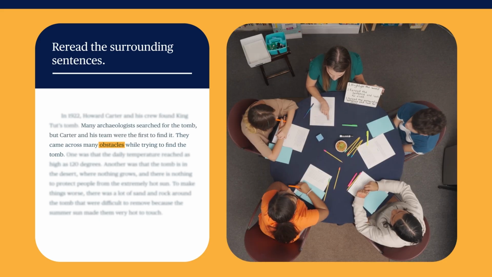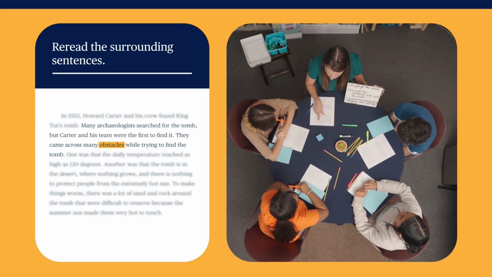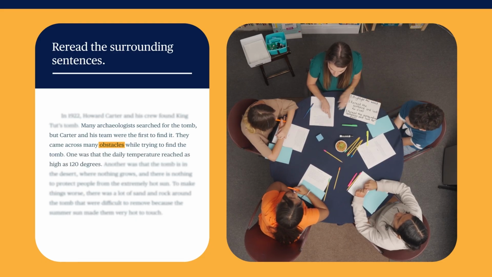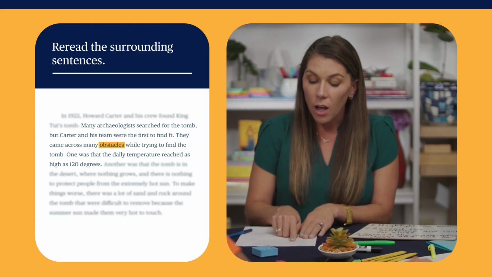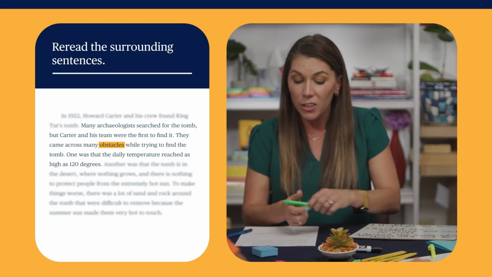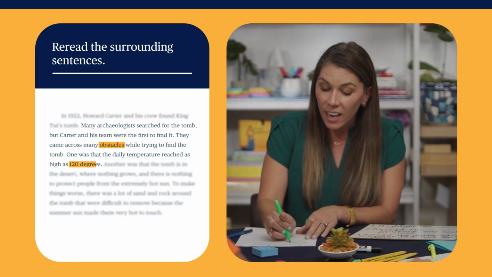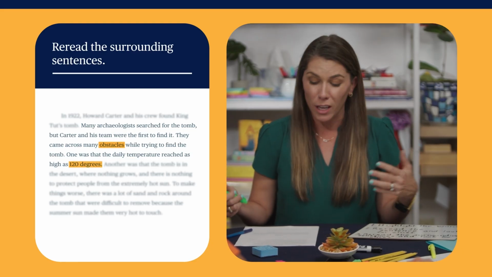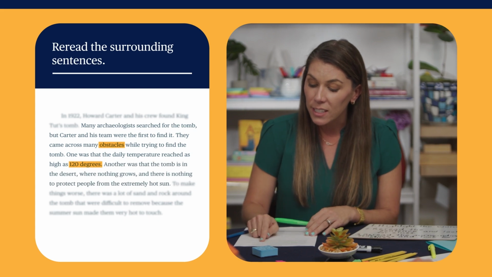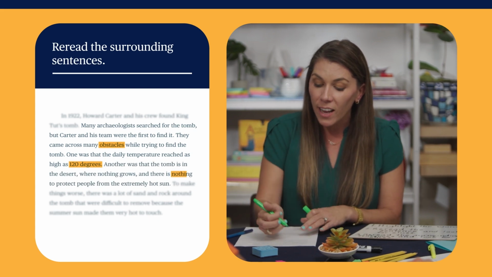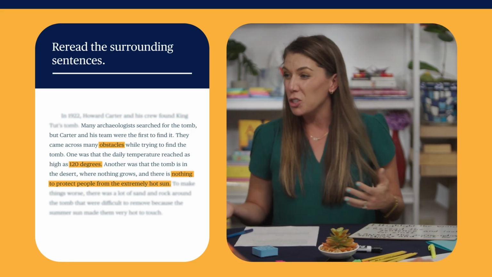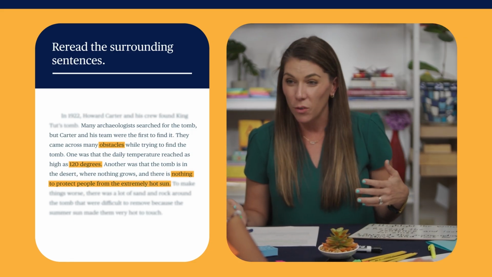Many archaeologists searched the tomb, but Carter and his team were the first to find it. They came across many obstacles while trying to find the tomb. One was that the daily temperature reached as high as 120 degrees. Okay, that gives me some more information, right? 120 degrees is really hot. And I know if something's that hot, I'm not going to want to keep going and keep searching and keep working. Another was that the tomb was in the desert where nothing grows and there is nothing to protect the people from extremely hot sun. So it's hot, they have no shade. This is going to make things really difficult.